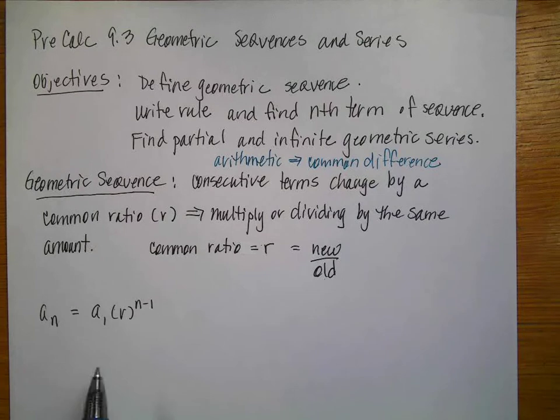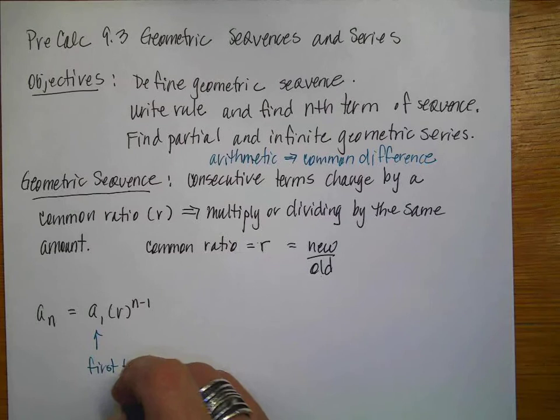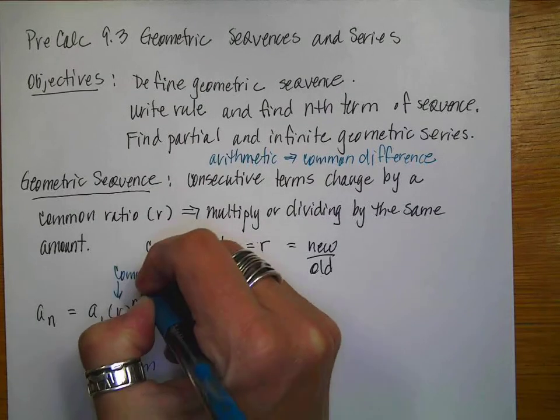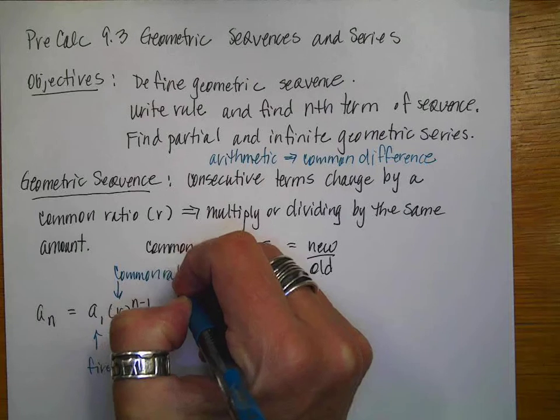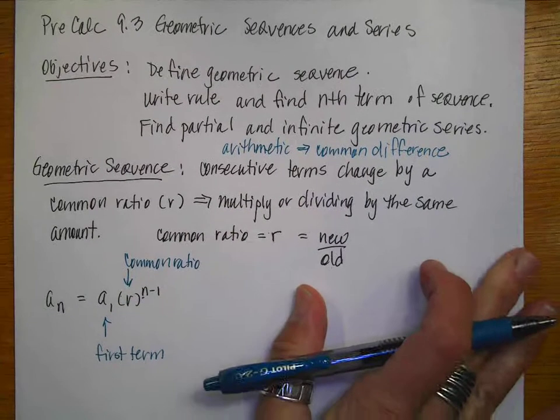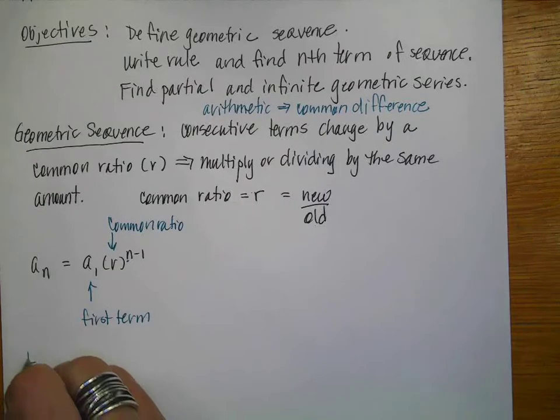So when we write our generic term, or our rule to create a geometric series, notice that here is the formula. It is a sub 1. Remember that a sub 1 is the first term. R is going to be your common ratio. And then remember that n is always going to represent the number's position. So let's just jump right in with our first example.